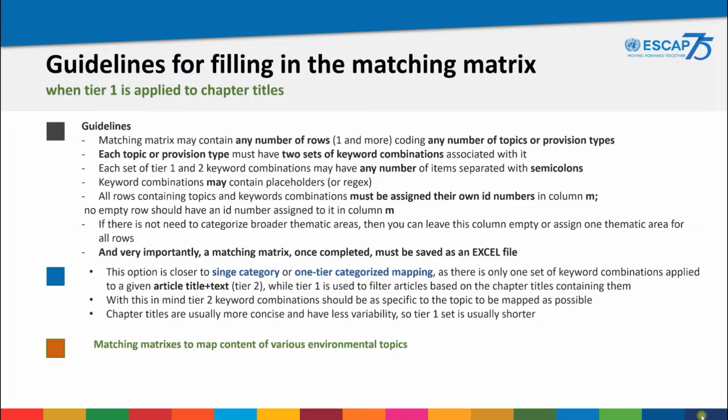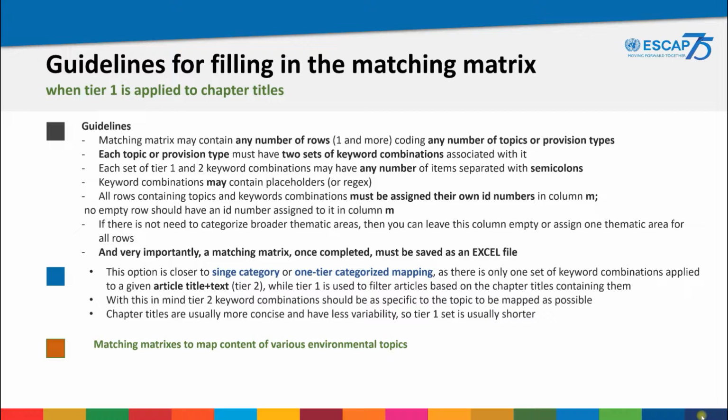This option is closer to single category or one-tier categorized mapping, as there is only one set of keyword combinations that will be applied to a given article title plus text combination. That is, Tier 1 is applied to chapter titles, and then Tier 2 is applied to the articles of the chapters that were positively flagged by Tier 1 matching.